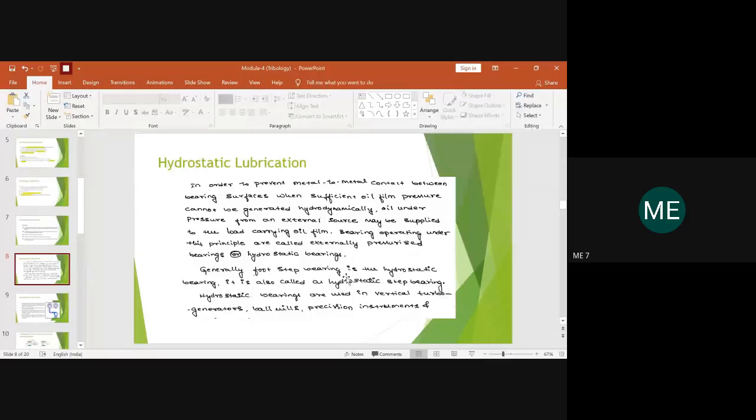Due to these plus points of hydrostatic lubrication, these types of hydrostatic bearings are used in vertical turbo generators, in ball mills, and in various precision measuring instruments. Turbo generators are mainly used in generating electrical power using water as a source, hence the name turbo generator. So it is mainly used in vertical turbo generators. And hydrostatic lubrication is also used in ball mills.